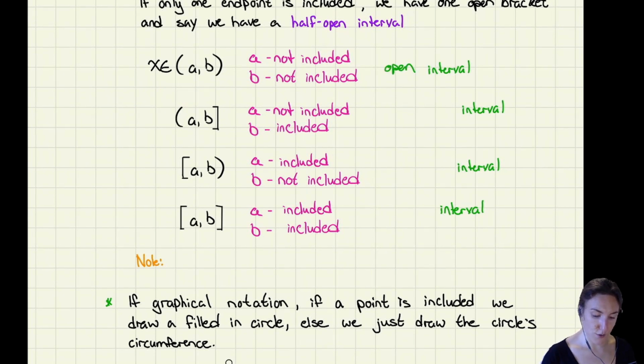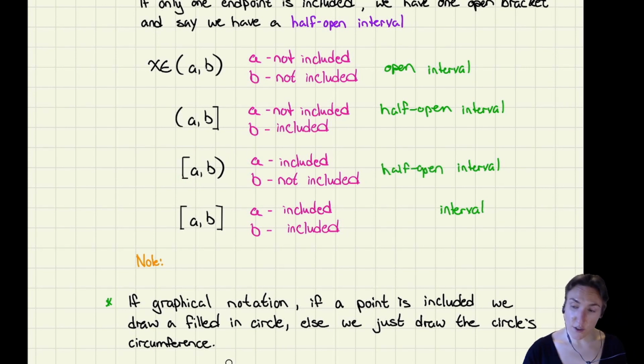If you have the case where one of these intervals is open and one is closed, so my A is not included but my B is included, this type of interval we can say is half open. Same thing with this next one: half open, but this time the A is included and the B is not included.